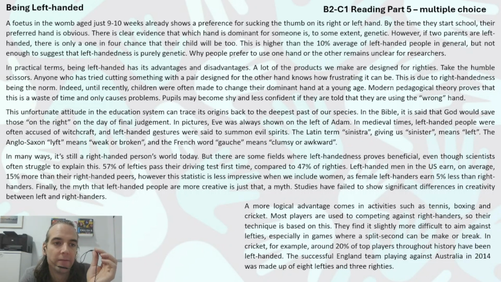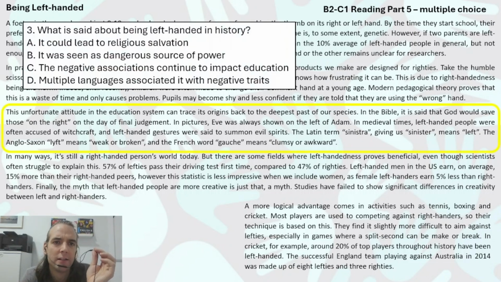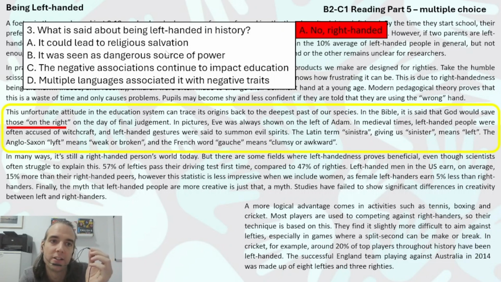For question 3, in the third paragraph, being left out in history, slightly different type of question. I always think about these questions as basically four true or false questions, and you know one is true, and you have to find the true one. So you're just going to go down the list and say, is this true or is this false? And A is false. It says if you're right-handed, then God would save you. Being left-handed would not lead to salvation.